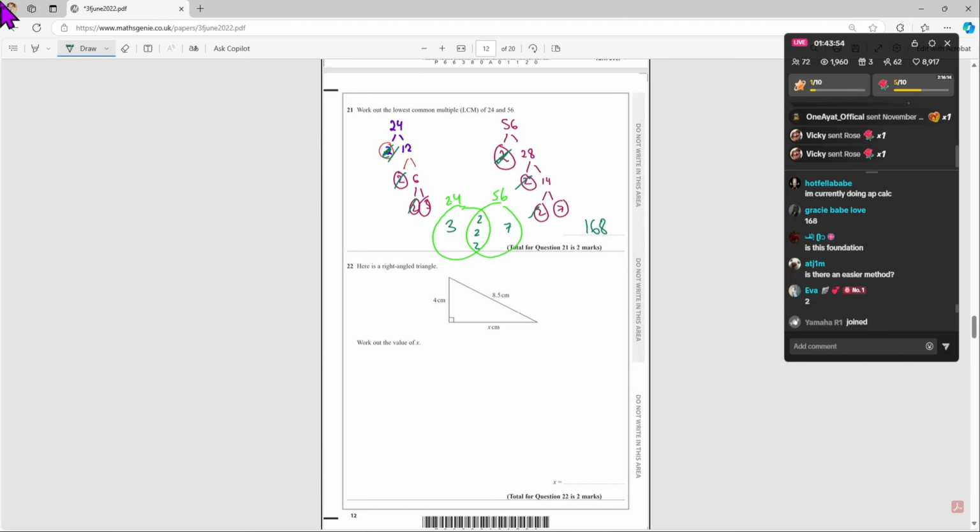So is there an easier method to do this? This is the only method you can use to find the lowest common multiple for big numbers. You have to use the prime factors and use the Venn diagram to work it out. Okay.